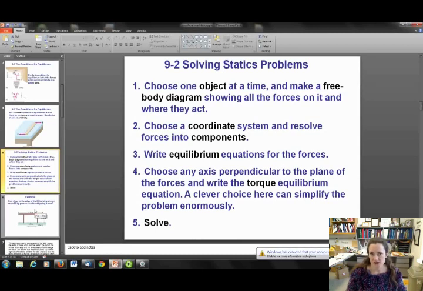So probably the best way to show you what I mean is just to do a couple of example problems. Because like I said, you've already learned all the physics. You just need to learn how to apply that physics to this set of problems with equilibrium conditions.